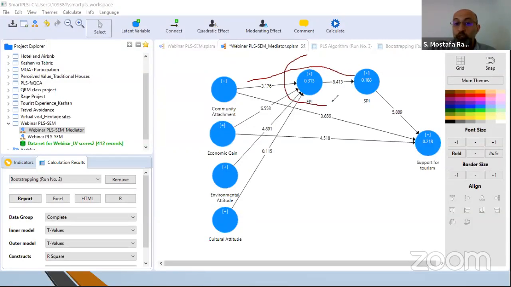So you need to report this indirect effect. But if you only hypothesize this relationship through these two variables, and only this is meaningful in your research based on your objective and your theoretical framework, then you only report this indirect effect. So it depends on your objective, right?